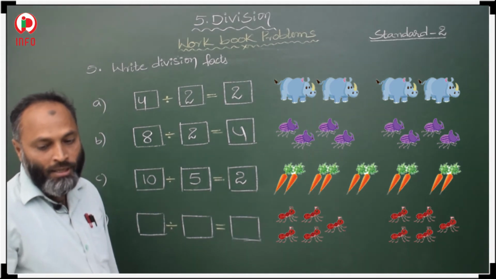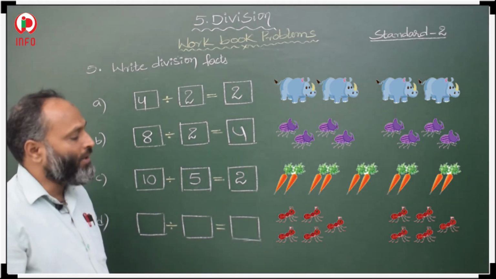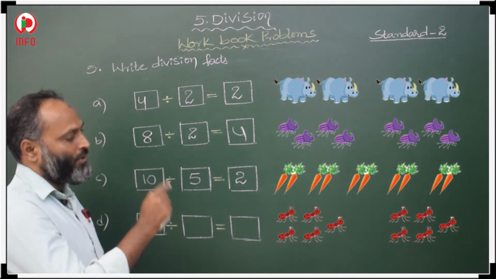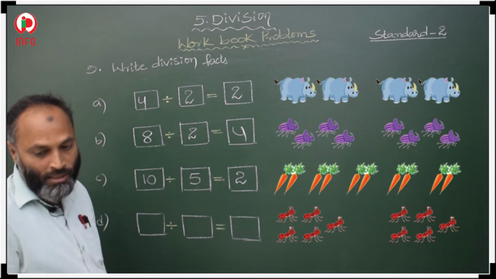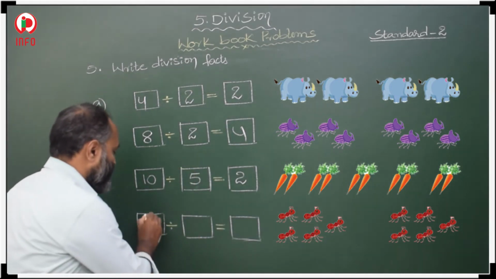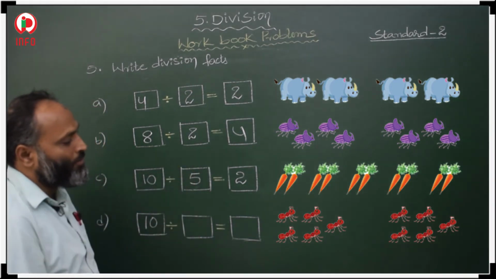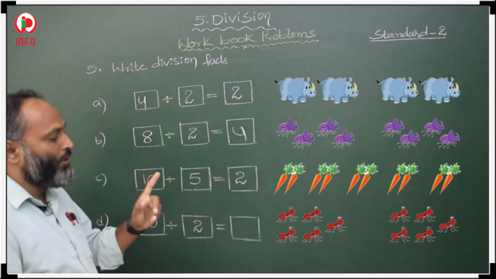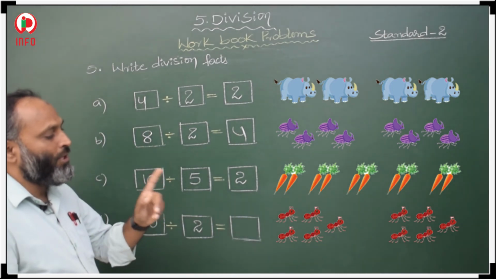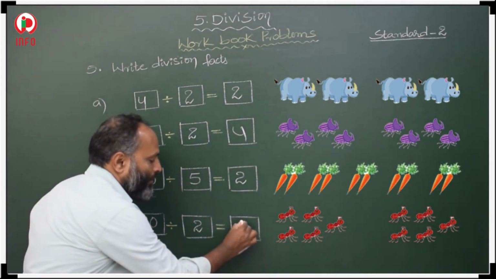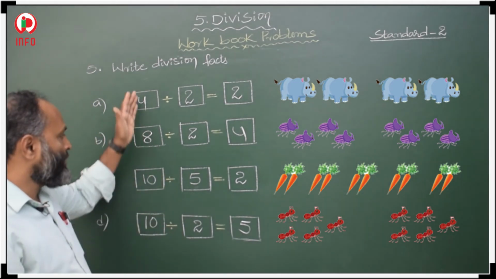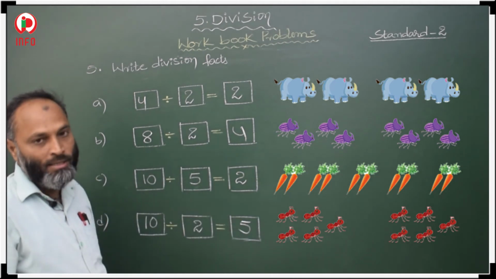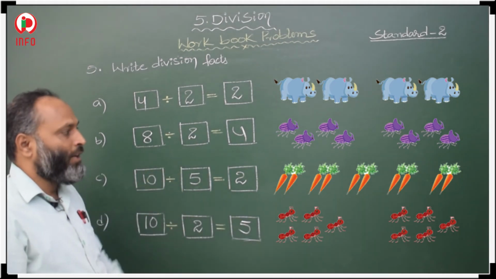Then after that, again some insects are given. How many insects were given? 1, 2, 3, 4, 5, like ants. So then total 10. Then it is divided into how many groups? 2 groups. Then how many were there in each group? 1, 2, 3, 4, 5. 5, 5. So in this way, first we have to write total and groups, and in the last how many are there in each group. In that way we have to write our division fact.